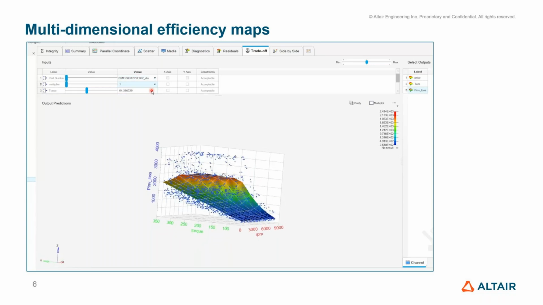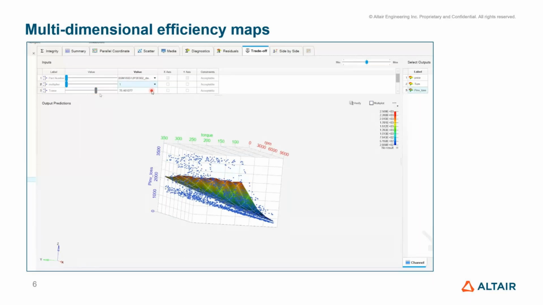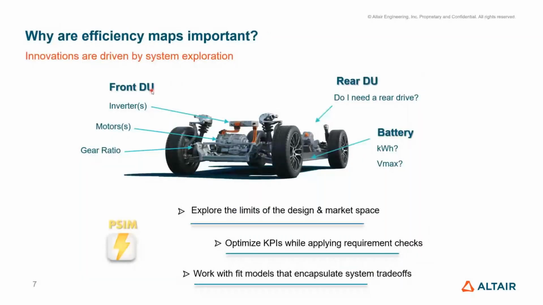So why are efficiency maps important? Let's talk first about automotive. Let's say you want to buy an EV, an electric vehicle.